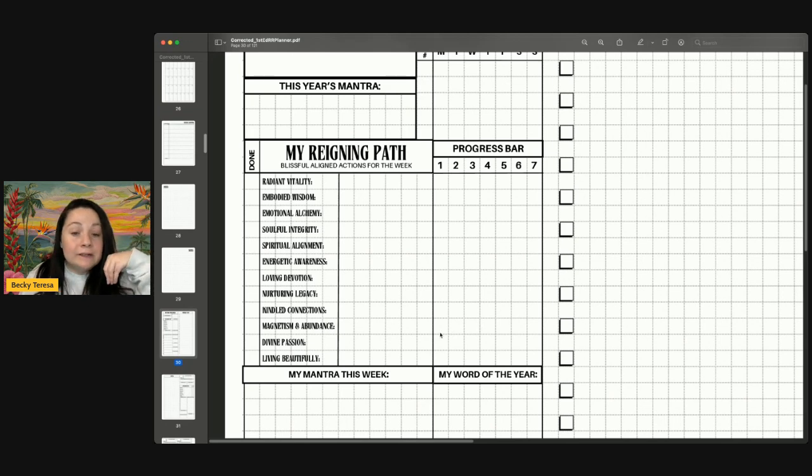Magnetism and abundance. What does this look like to you? This could be tracking your expenses every day. This could be doing some money manifestations, or turning on your Parrot app and listening to some mantras or something that you have about bringing in money, and receiving money, and rewiring your brain against scarcity, things like that. It could be anything to do with money.